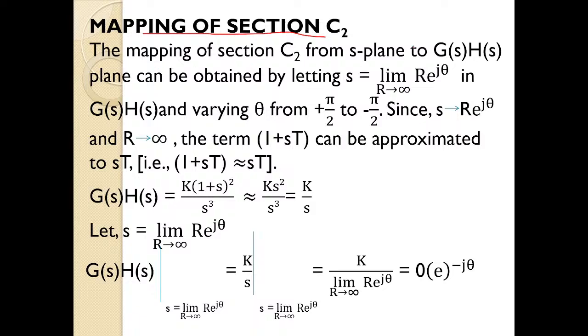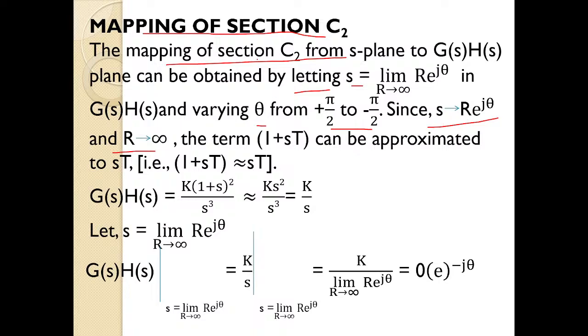The mapping of section C2 from the S plane to the G of S H of S plane can be obtained by setting S equal to limit R tends to infinity of R e power j theta, where theta varies from plus pi by 2 to minus pi by 2. We know the radius of section C2 tends to infinity, so S will tend to infinity e power j theta. S is a very high value now.